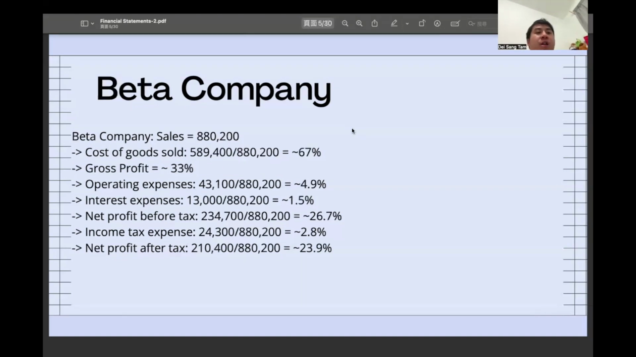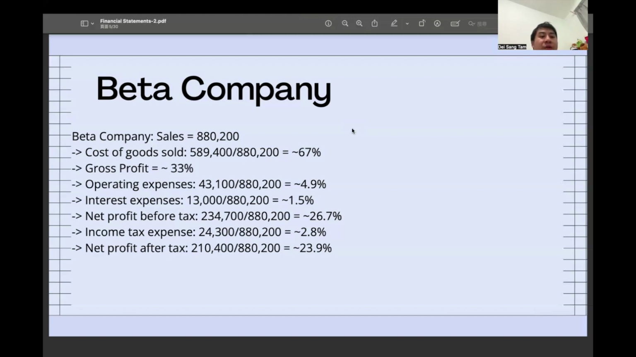And here is the data of the Beta company. The sales of the Beta company is 880,200. The cost of goods sold is 67%, which means the gross profit is about 33%. The operating expenses is nearly 4.9%, and the interest expenses is about 1.5%.